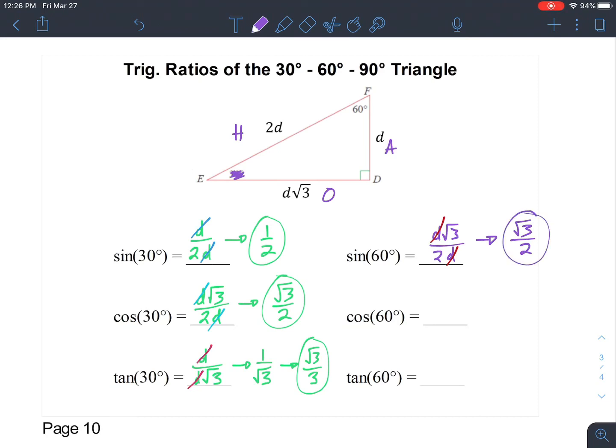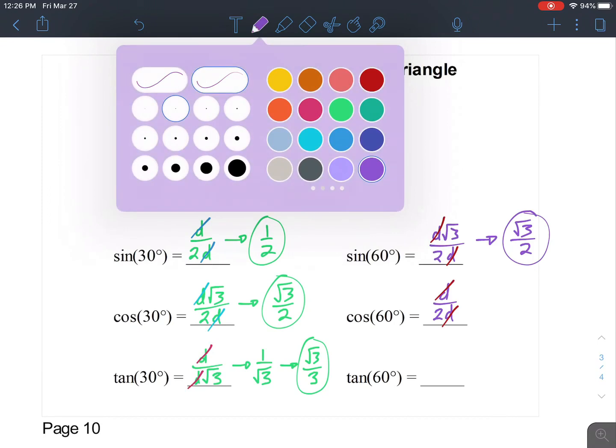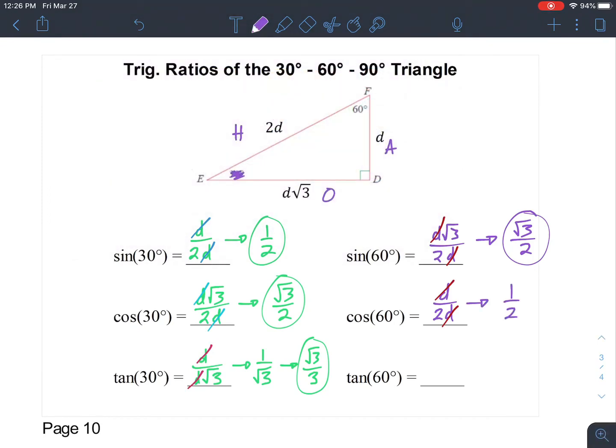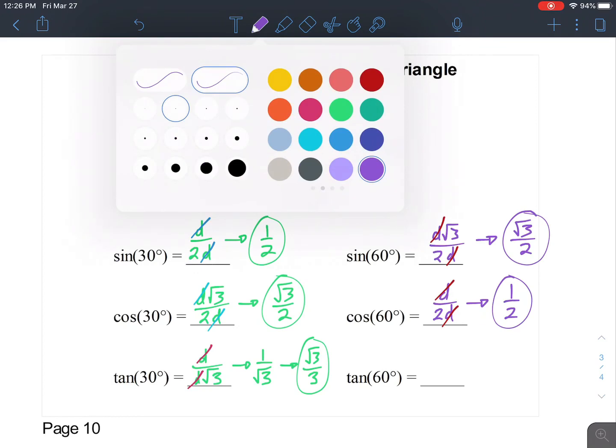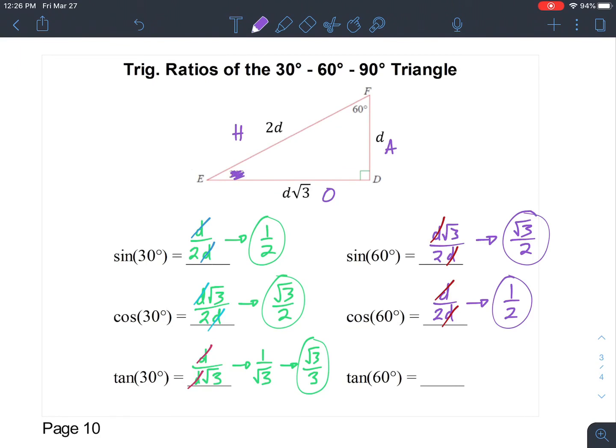And maybe you're going to start noticing a pattern here. Cosine of 60 is going to be d over 2d. Cancel out the d's, we are going to get 1/2. And then the last one that we are going to have, tangent of 60 degrees, oops, sorry, that is going to be opposite over adjacent, d root 3.